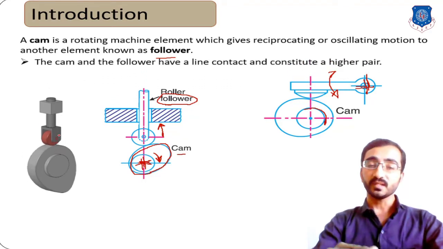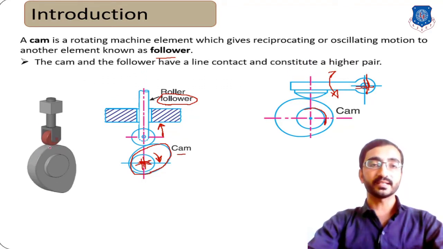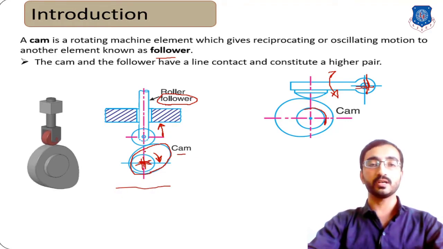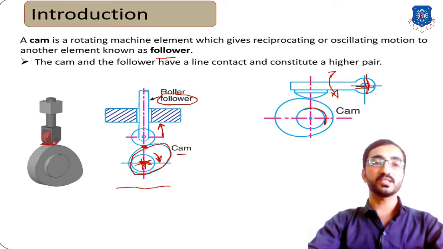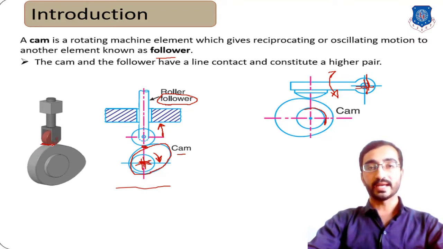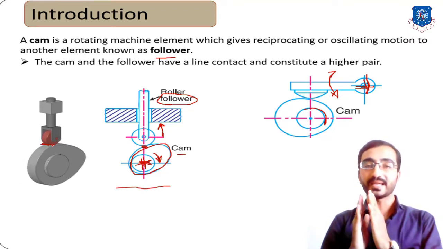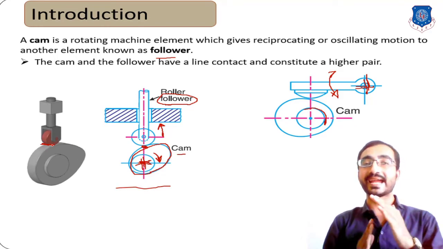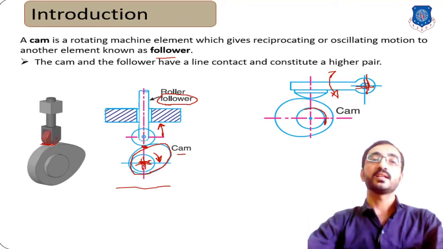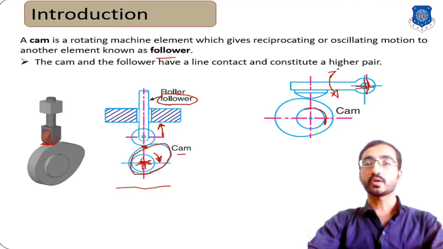Now over here, if you observe the point of contact between this cam and follower in this two-dimensional figure, you can see that it has a point contact. In three-dimensional, if you consider the width of this roller, it will have a line contact. When two mechanical elements are connected with line contact or point contact between them, they are termed as a higher pair. So cam and follower is the best example of higher pair.